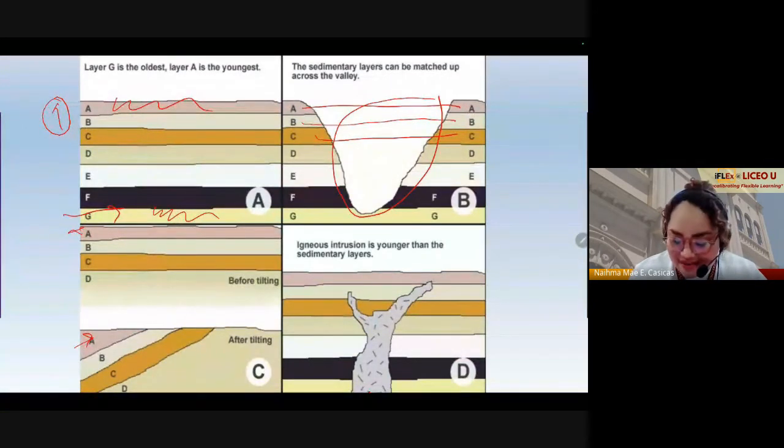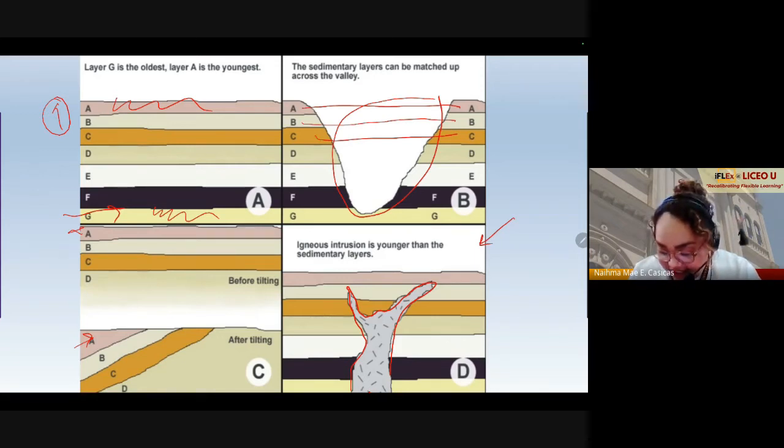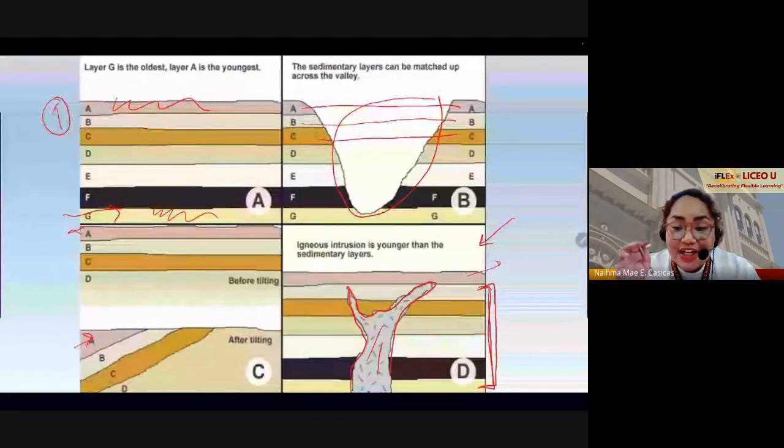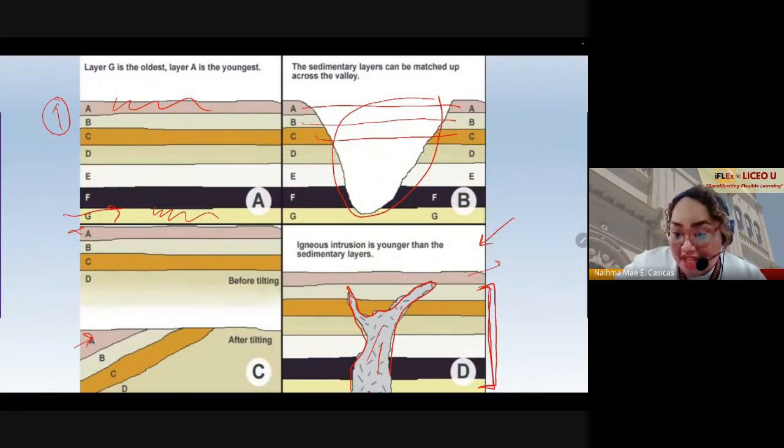Even if it tilted. And lastly, this concept right here, when there is an intrusion, which tries to insert itself into your layers, your intrusion will be younger than the layers it cuts through. But the layer at the top will still be the youngest, okay? So again, the intrusion will be younger than the layers found where it is intruding. Wherever it inserted, it is the youngest. Then the layers it did not touch are younger than the intrusion.